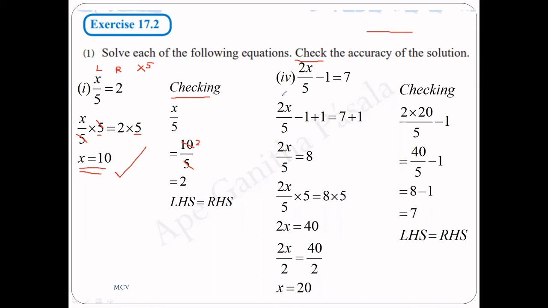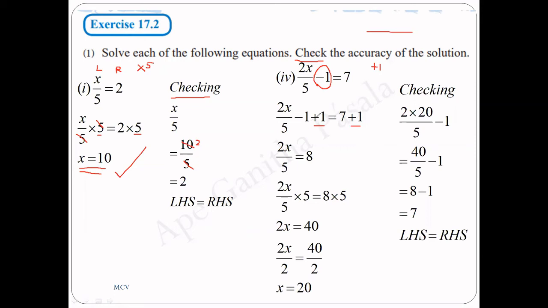Now, let's see Roman number 4 of the exercise. 2x over 5 minus 1 equals 7. Now let's remove this minus 1. How to remove this minus 1? Put plus 1 to both sides. Then plus 1, plus 1.